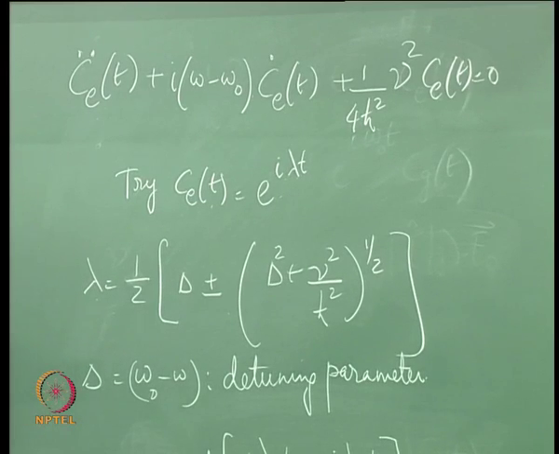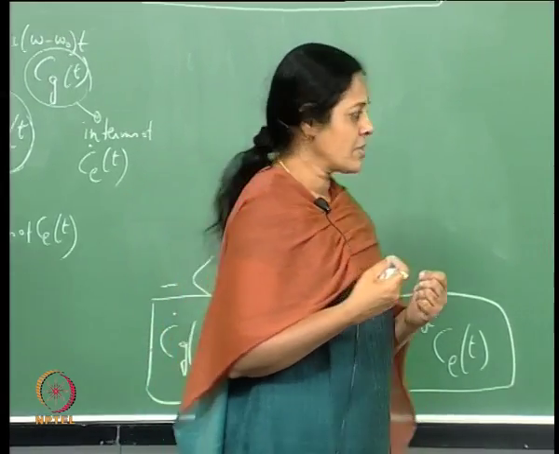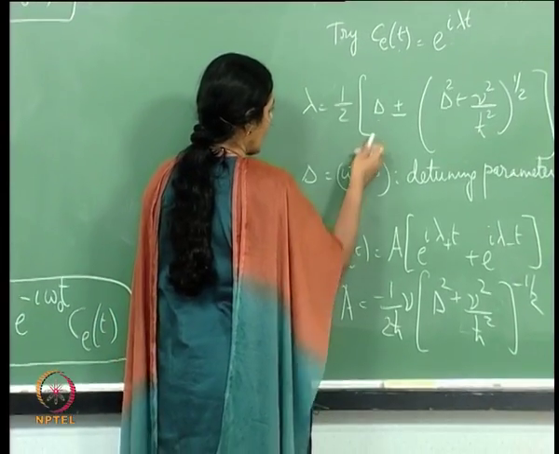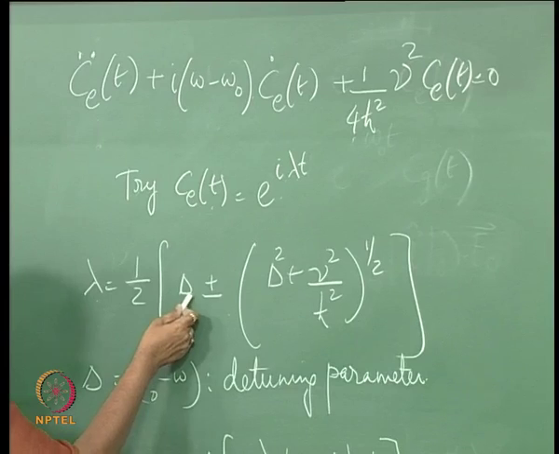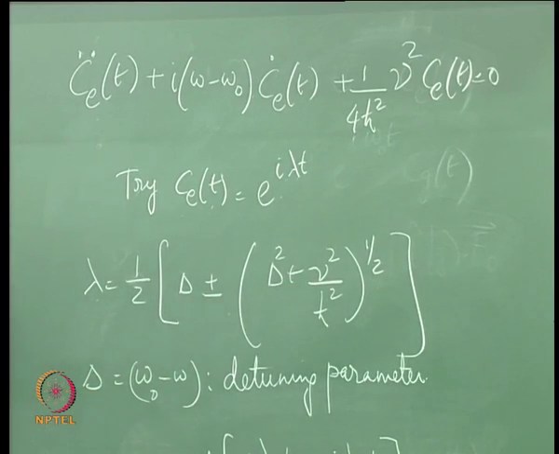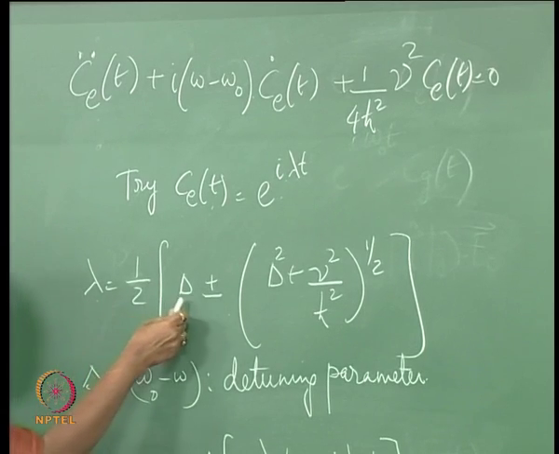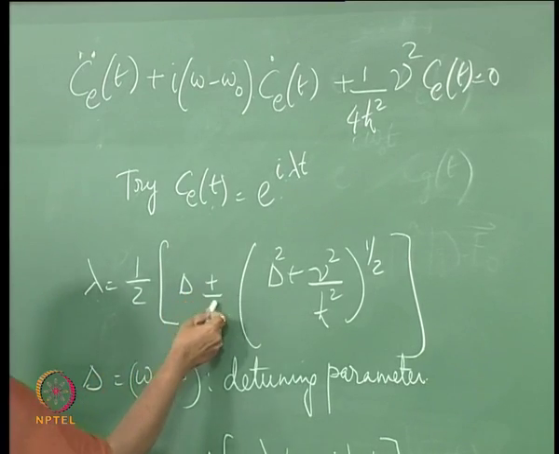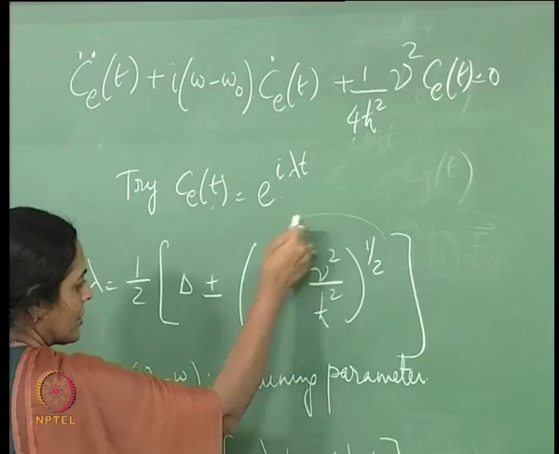As I have already mentioned, delta is an important parameter in atom optics. It is the detuning parameter, and that is what appears here. Nu, you will recall, is simply the matrix element of the dipole operator between the two states e and g times an E naught. The two roots of lambda are these. There is an overall half, and there is a delta plus minus this object.